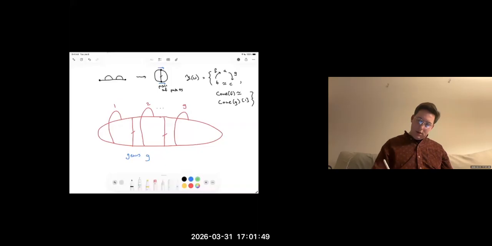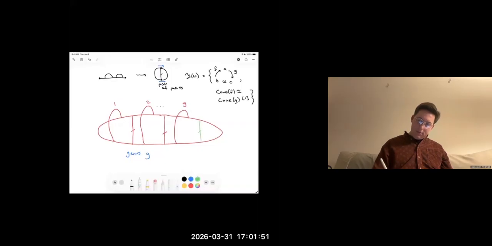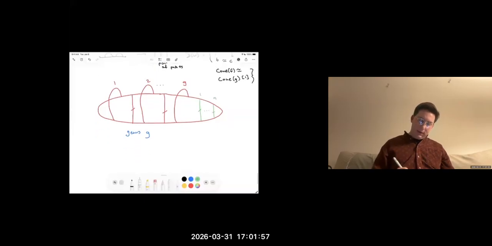And then if I draw a few more of these, one up to N, this is the number of punctures, which is either N plus 1 or N plus 2, depending on whether G is positive or 0.